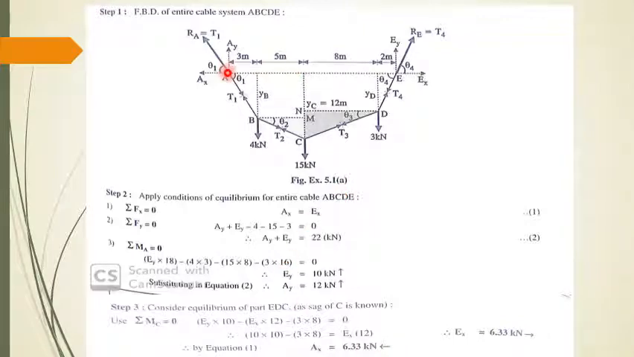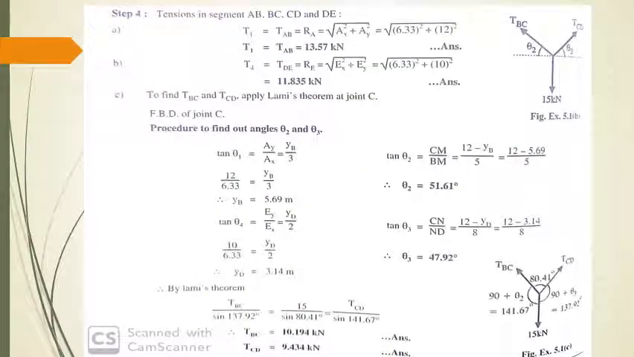So can I find out the value of RA and RE, that is the net reaction, by using AX, AY, EX and EY? Correct? So that we are going to do. Tension T1 will be the same as your RA, that is equal to the square root of AX square plus AY square, which equals 13.59 kilonewton. Similarly, I can find out the tension T4, that is the same as RE. It is coming out to be 11.835 kilonewton. Similarly, find the values of theta 1, AY upon AX, and theta 4, EY upon EX.